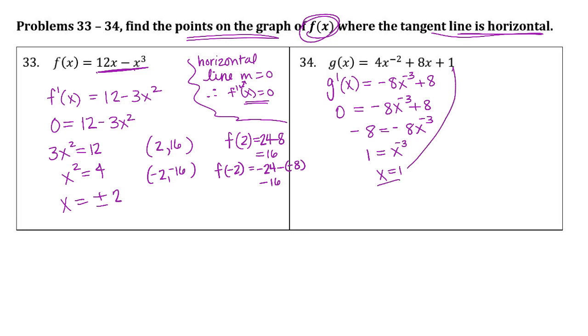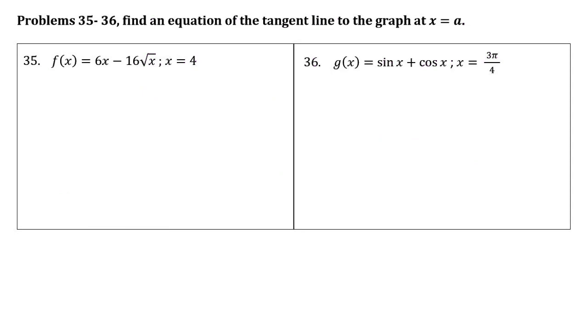Now sub it all the way back up here. Oh, not f. We've got to find g at 1. So when we plug in a 1, we're going to get 4 plus 8 plus 1, so it looks like we get 13. So the place on this graph where I have a horizontal tangent line is at the point (1, 13). Right, so now instead of giving us both x and y, they've just given us x.